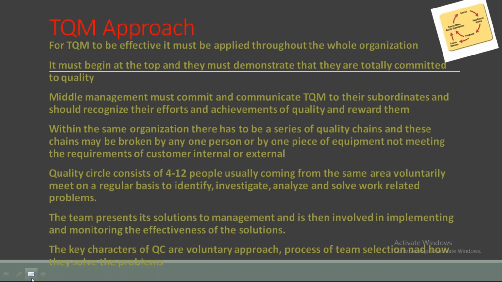So this is what the quality circle is. In the TQM approach, you must have a quality circle. It's a voluntary approach, it's a team approach, and it is a way of finding solutions to your problems. They will recommend the solutions, but implementation is with management.